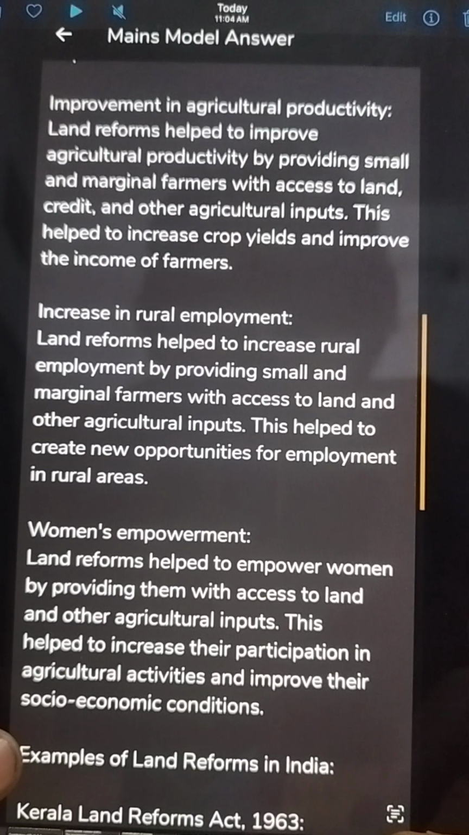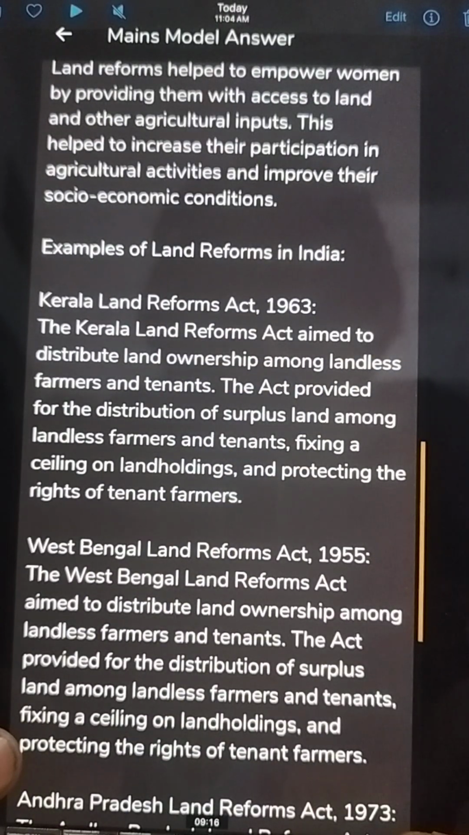This has helped to increase crop yields and improve the income of farmers. Then comes increase in rural employment. Land reforms help to increase rural employment by providing small and marginal farmers with access to land and other agricultural inputs. This helped to create new opportunities for employment in rural areas. Then comes women's empowerment. Land reforms help to empower women by providing them with access to land and other agriculture inputs. This has helped to increase their participation in agriculture activities and improve their socio-economic conditions.